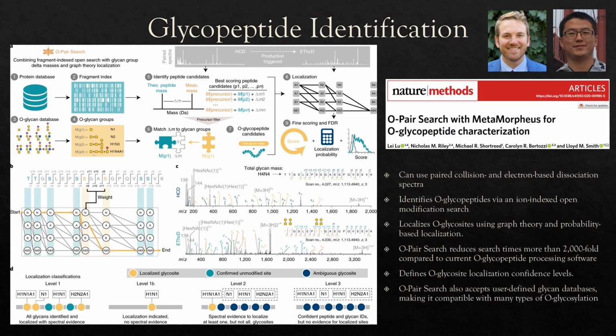Just like in FlashLFQ, we use an ion-indexed open modification search approach to identify candidate O-glycosylations on the peptide. And then we use graph theory and probability-based localization to localize O-glycosites. This allows us to do up to 4 or 5 different O-glyco modifications on a single peptide.